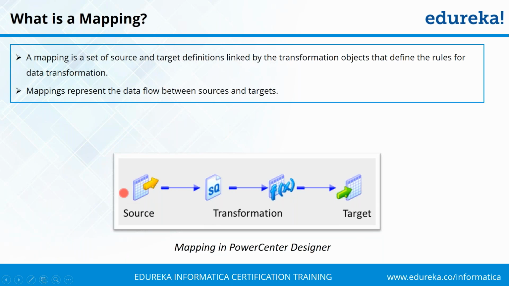Here you can see the source has a specific icon. Each transformation has a specific icon. This is a source qualifier transformation, which is a basic transformation. And then you have a filter transformation here as well. Each transformation in itself has an iconic representation. And finally, you have your target definition. So all this, once it is connected, is going to be called a mapping.